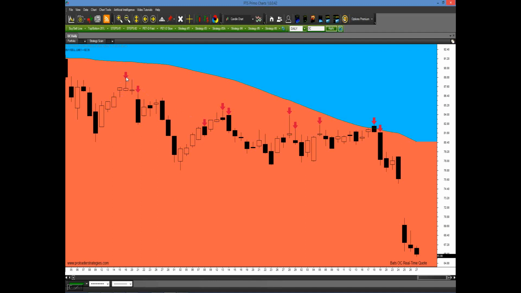Now, if you're applying this particular method of the high probability setups, you would not have taken any of these because we weren't touching or we weren't very close to the fluid buy-sell line until right here. These two would have given you the greatest potential and the quickest 17 points that you could have captured.